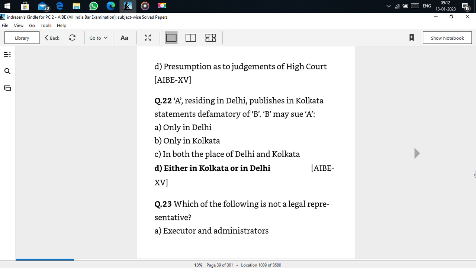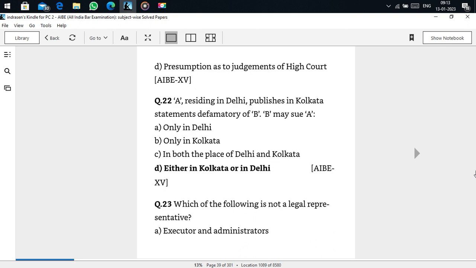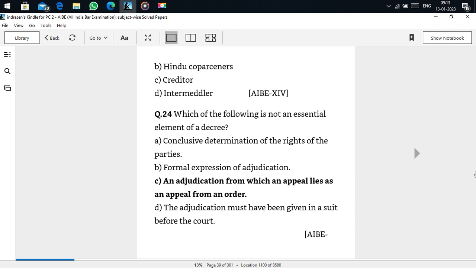Which of the following is not a legal representative? Executor or administrator, intermediary, Hindu co-parceners, creditor. Intermediary is not a legal representative. Which of the following is not an essential element of a decree? A decree needs to have the conclusive determination of the rights, and it is a formal expression of the adjudication. It is also an adjudication given in the suit before the court. Decree is not an adjudication from which an appeal lies as an appeal from an order.